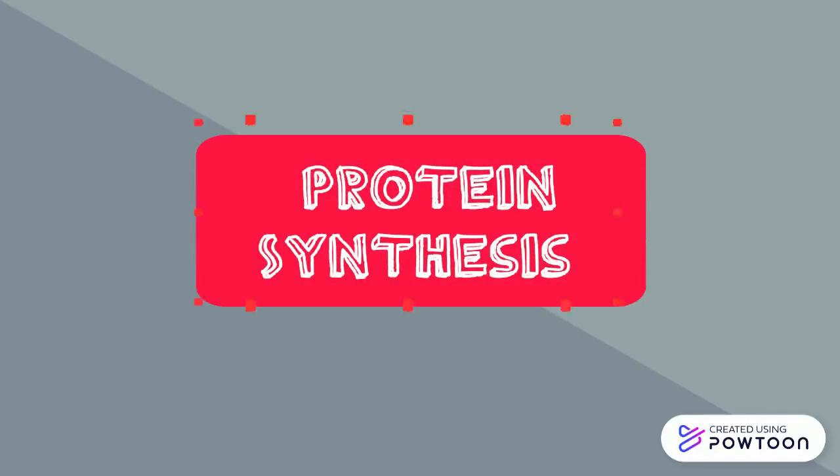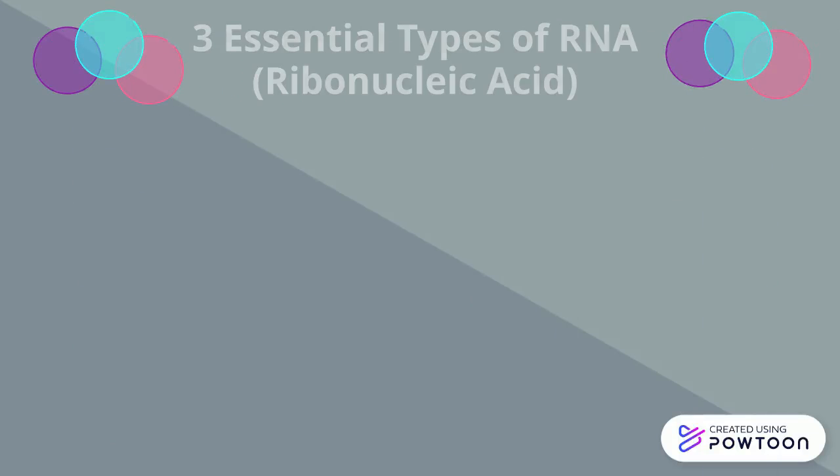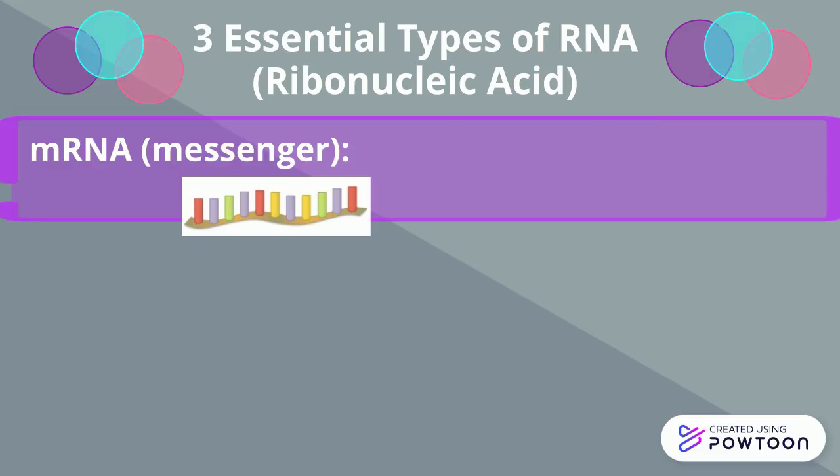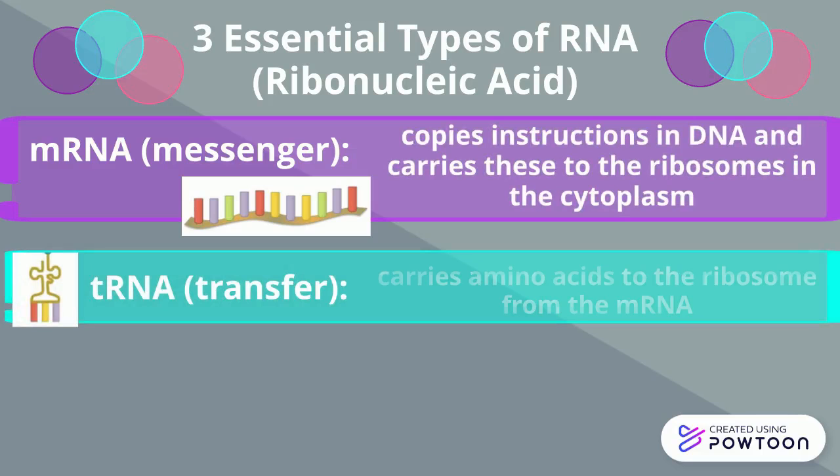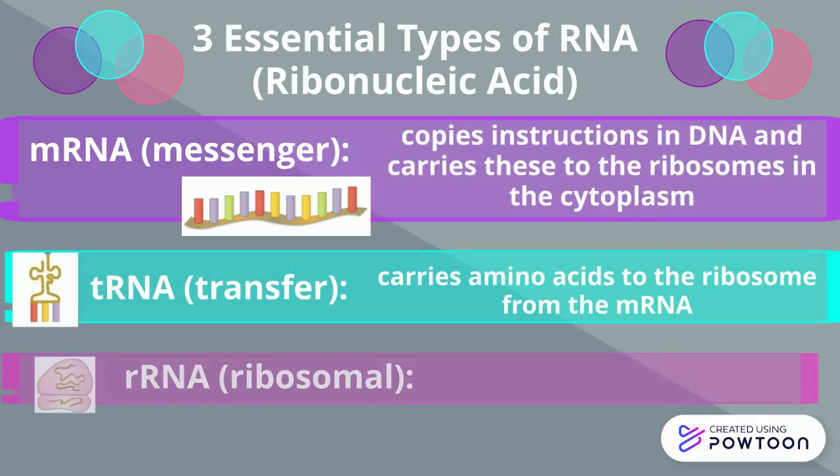Protein synthesis is the topic of this video. First, we need to talk about the three essential types of RNA. First, the mRNA, or messenger RNA, copies the instructions in the DNA. Second, the tRNA, or transfer RNA, carries the amino acid to the ribosome. And finally, the rRNA, or ribosomal RNA, just creates the ribosome.